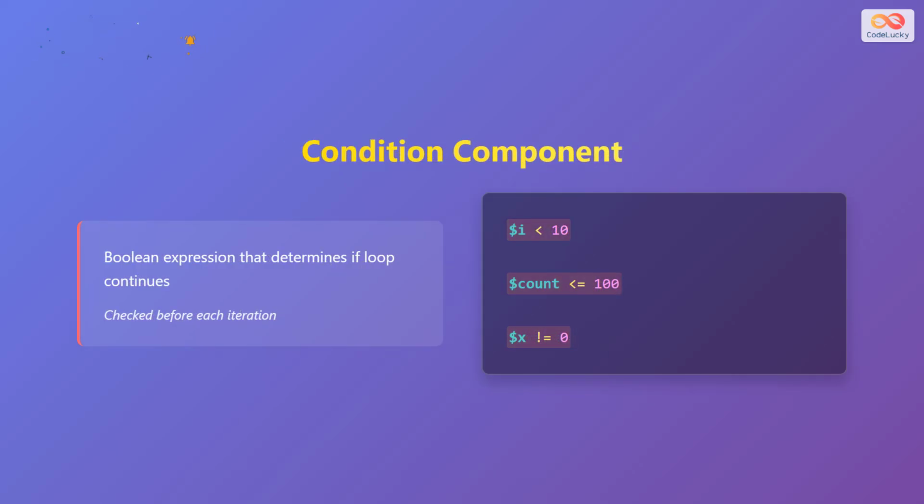The condition component is a Boolean expression that determines if the loop continues. It is checked before each iteration. Here are some examples. $i < 10. $count <= 100. $x != 0. The expression is used to test and see if the loop should continue.